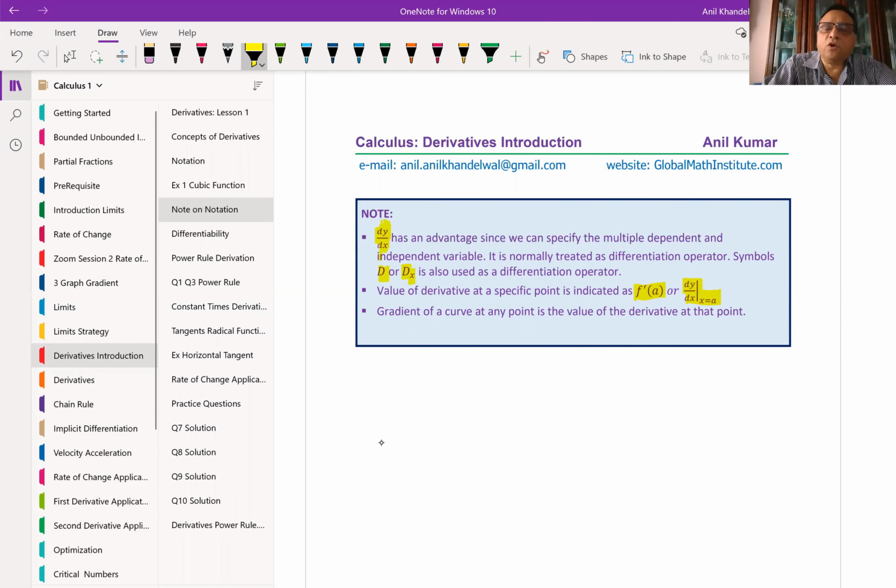Now, if you want to find the derivative at a specific point, then you have to mention the x value of the point, as mentioned here, in the form of f prime a.